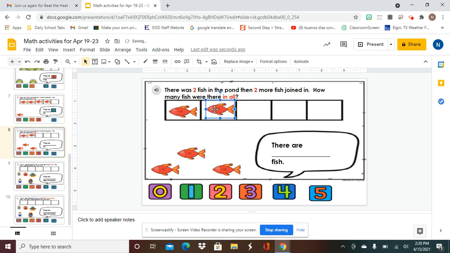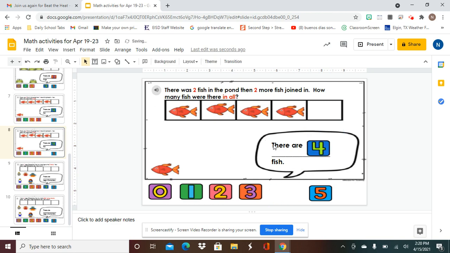Then, do you remember how many more joined them? Then 2 more fish joined in. So 1 and 2. How many fish were there in all? So let's count them. 1, 2, 3, and 4. It's 4 also. So we're going to look at number 4 and we're going to put it here. So now our sentence says, there are 4 fish. So there are 4 fish in the pond. Good job.